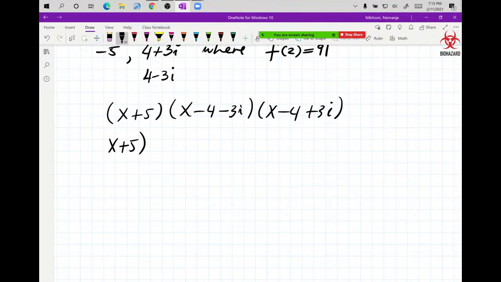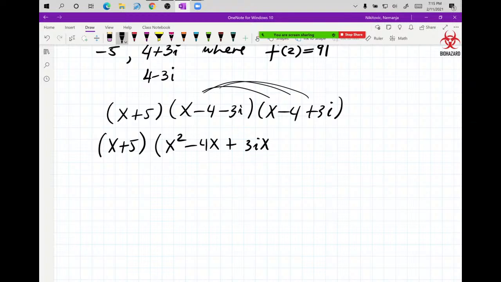Now, when you have complex roots, you multiply those first. This is going to be 9 things because you have to go x into each, -4 into each, and so on. So x squared minus 4x plus 3ix. So you're done with x. Now you go for -4x plus 16, -12i, and now you go with the 3i.